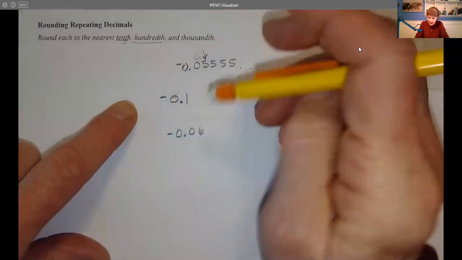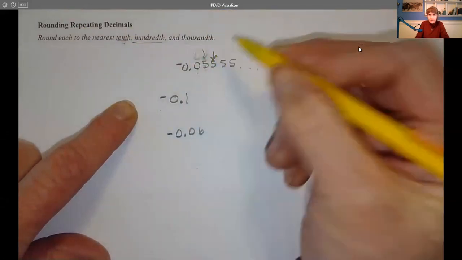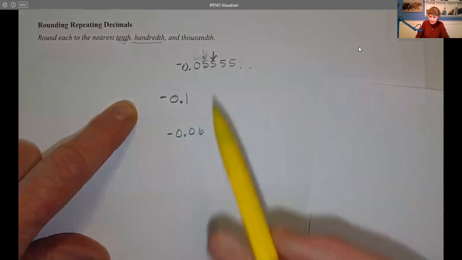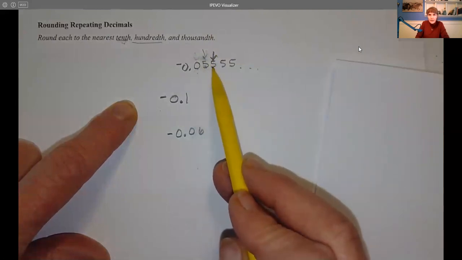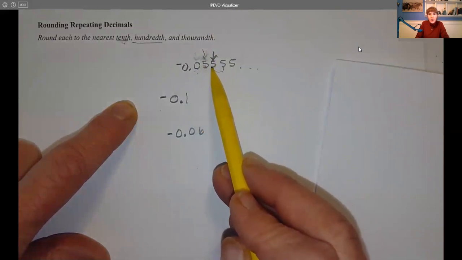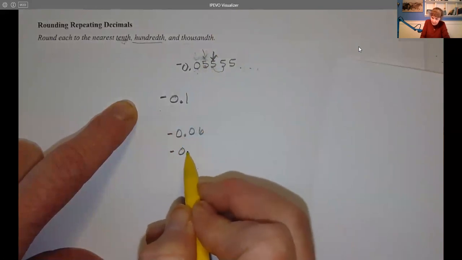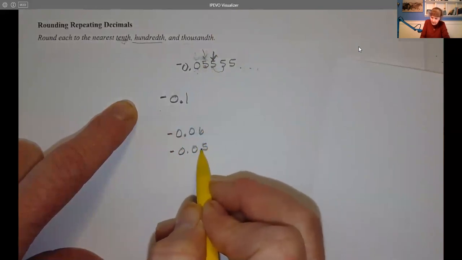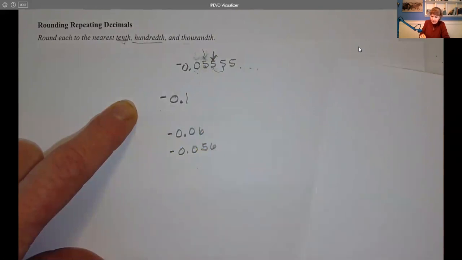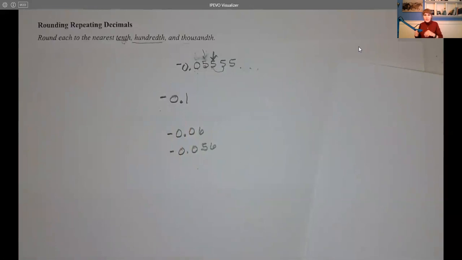So we go to the nearest 1000th, which is right here. There's our 1000th spot, 10th, 100th, 1000th. And we'll look to the right. It is 5 or greater, so that thousandth spot will now be a 6. So we'll have a negative 0.056. The thousandth spot becomes a 6. The 100th spot became a 6. The 10th spot became a 1. And then you drop what's after.